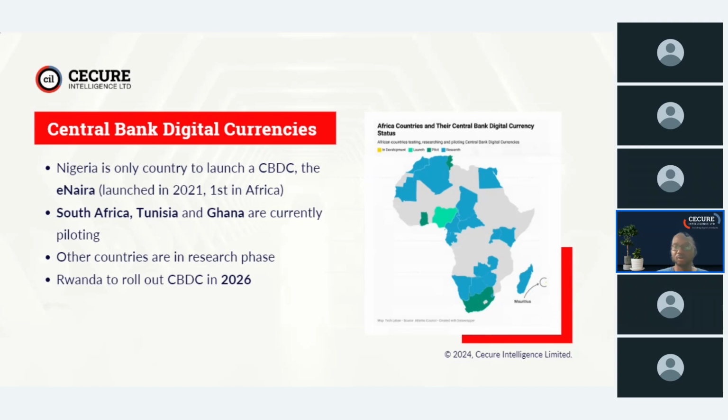If you see the map on the right-hand side, the marked blue countries, that's where most countries are currently researching, but they haven't announced a launch date yet. In Rwanda, what we're seeing is that they announced that they will be deploying their CBDC in 2026.